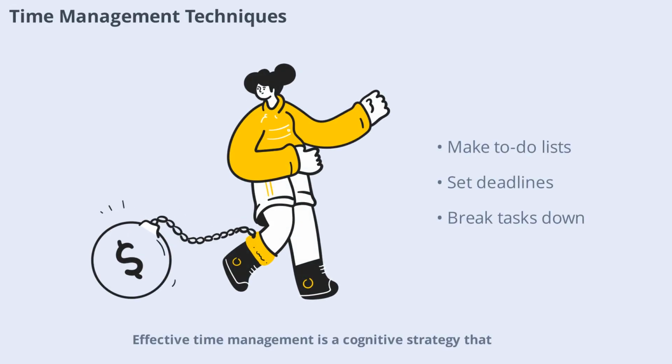Effective time management is a cognitive strategy that helps you prioritize tasks and use your time wisely. Techniques like making to-do lists, setting deadlines, and breaking work into smaller steps can boost productivity and reduce stress. Good time management supports all other cognitive strategies.